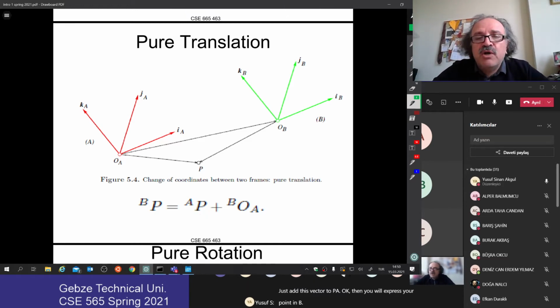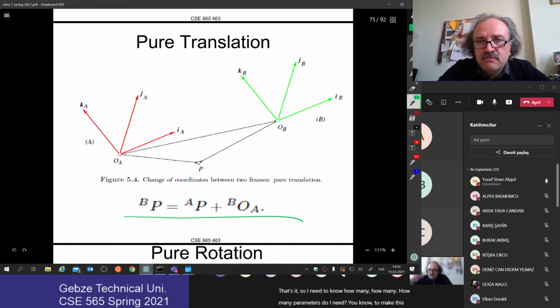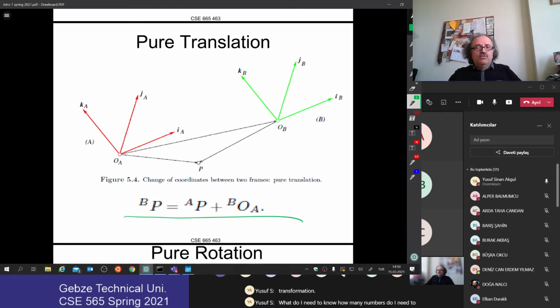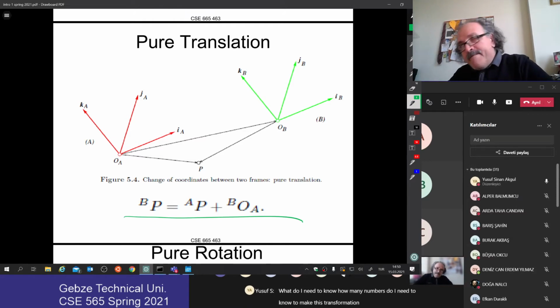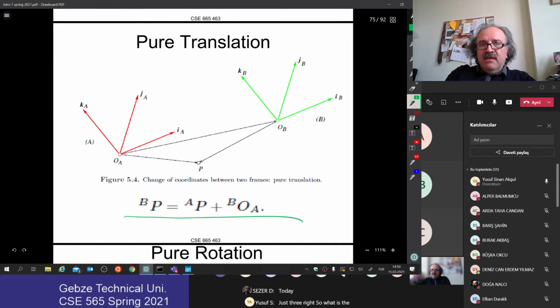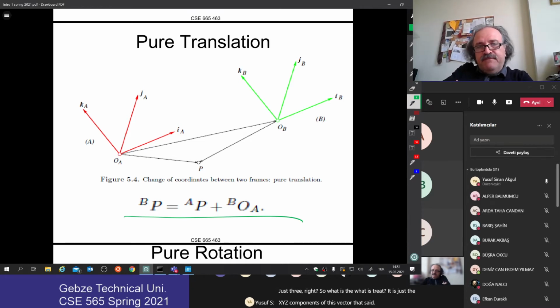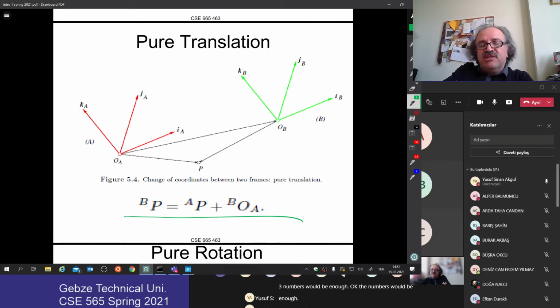That's it. So how many parameters do I need to know to make this transformation? What do I need to know? How many numbers do I need to know to make this transformation? 3. Just 3, right? So what is 3? It is just the x, y, z components of this vector. That's it. 3 numbers would be enough to make this translation transformation.